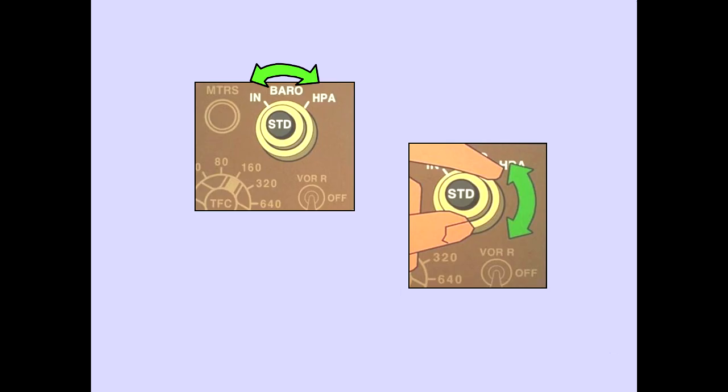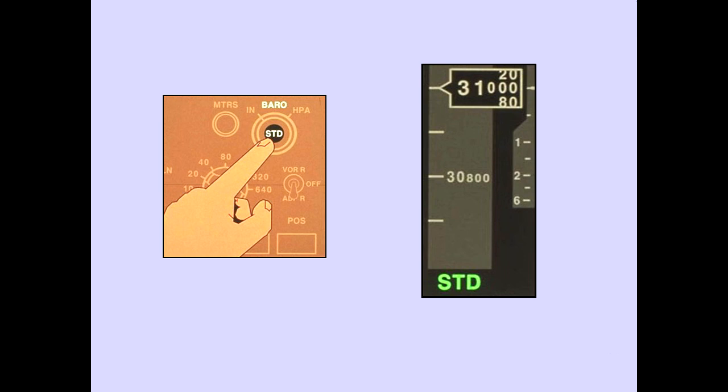Rotating the outer barometric selector selects inches of mercury or hectopascals as the barometric pressure reference. Rotating the middle barometric control sets the desired pressure. The set pressure is displayed on the respective PFD. Pressing the inner switch automatically selects the standard pressure. STD will be displayed below the altitude indication.